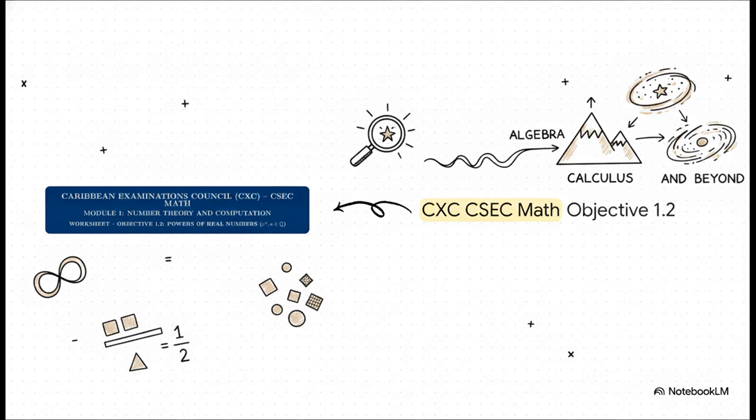So let's look at exactly what's at stake here. The material we're decoding today directly tackles Syllabus Objective 1.2 for the CXC CCSE Math module on number theory and computation. But listen, this isn't just about passing a test, right? It's really about unlocking a fundamental rule of numbers that you'll use in algebra, calculus, and honestly, way beyond.